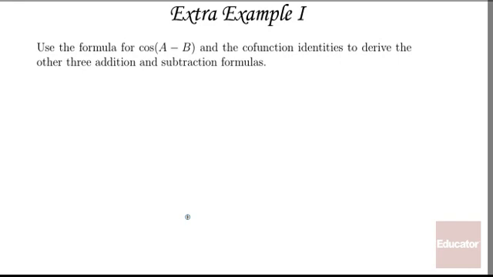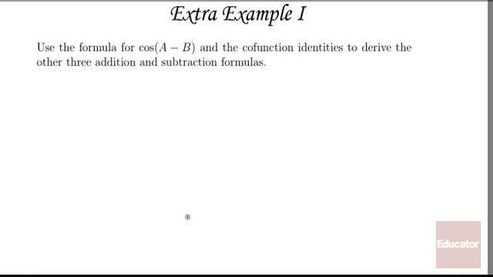Okay, we're here to try some more examples of the addition and subtraction formulas. So this time we're going to use the formula for cosine of a minus b and the cofunction identities to derive the other three addition and subtraction formulas.